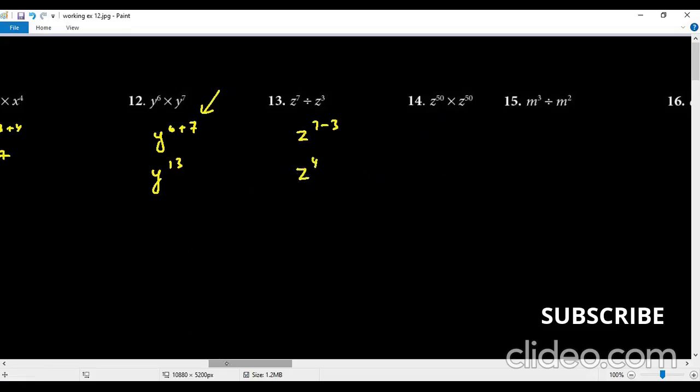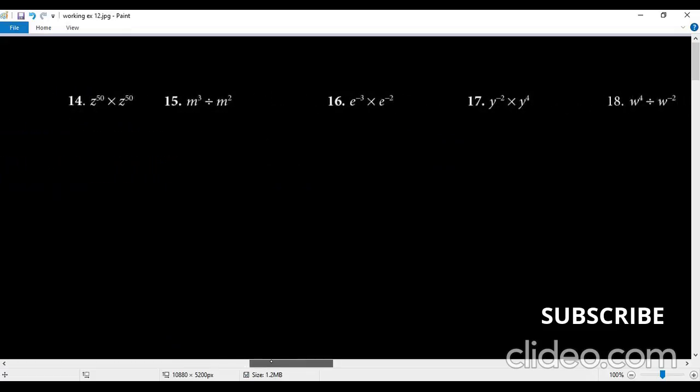When it comes to question number 14, z, 50 plus 50. This step is important. You must not write the answer directly, but need to show the working. When it comes to question 15, it says m cubed is divided, which means powers are subtracted. So you will write like this, and m is going to be your final answer.